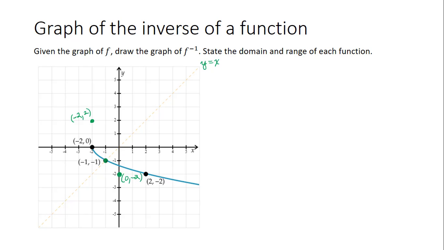And so now we can draw the graph of the inverse that looks like a half parabola that goes through (-2, 2), (-1, -1), and (0, -2).